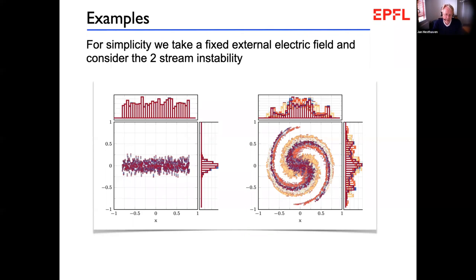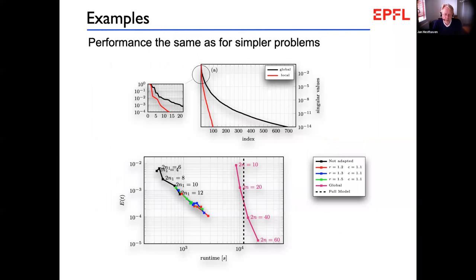On the left, you see the initial distribution, the horizontal in X, the vertical in V. Basically, you have two streams of particles that are counter-propagating, and you get these characteristic spirals that spin up. And if we do exactly the same thing as I have shown, so you look at the rank of the global versus the local basis and how it evolves, you see again that there's a substantial potential for reducing the overall cost.